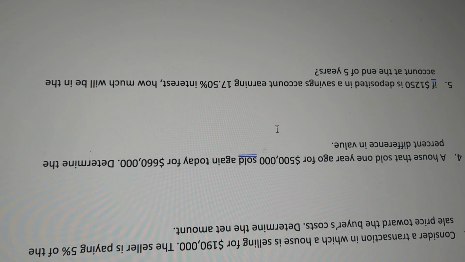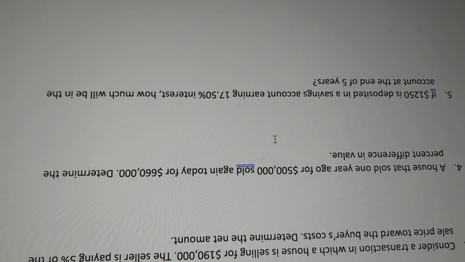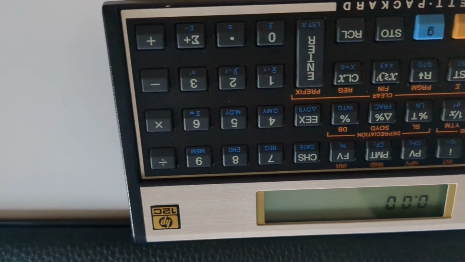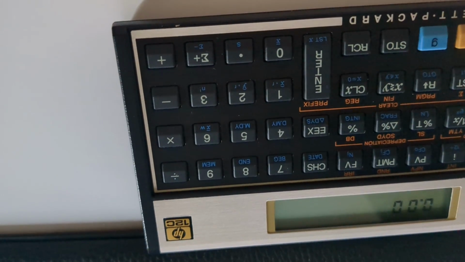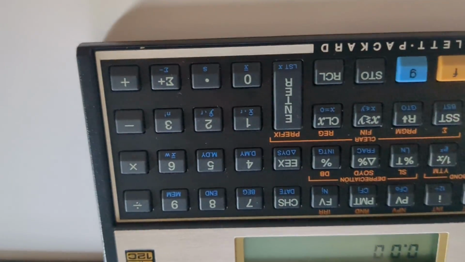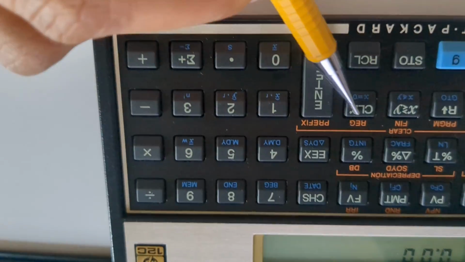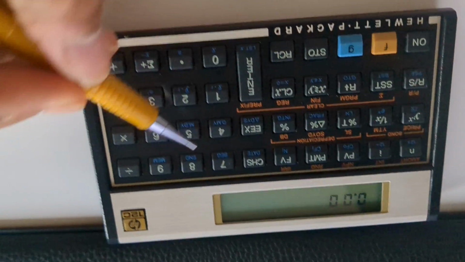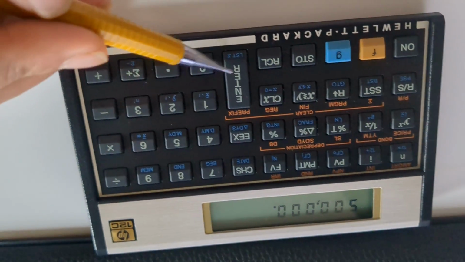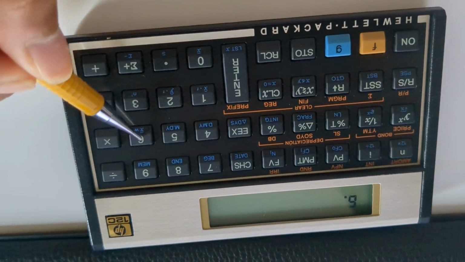A house that sold 1 year ago for 500K sold again today for 660. Determine the percent difference in value. So for that calculation, I'm trying to do as many questions as possible to show how each function can be used. So this one has a different use than the previous one. How we calculate this is, I do clear, 500K, enter, 660.